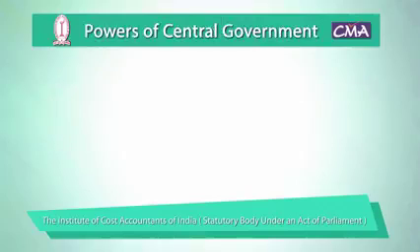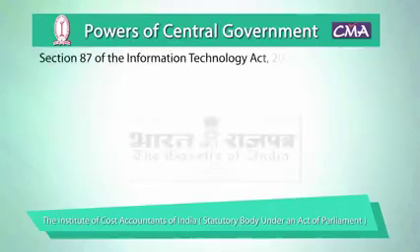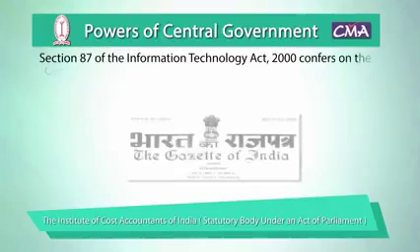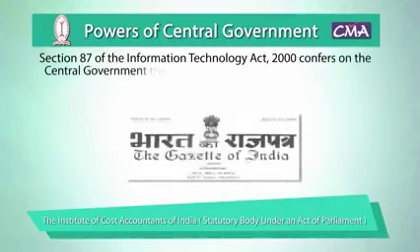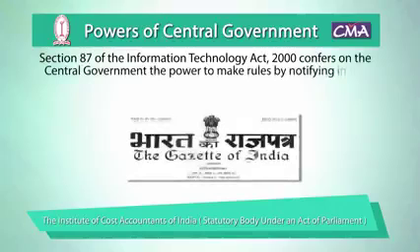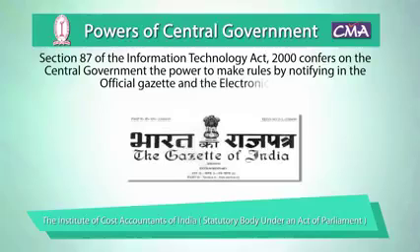Now, the powers of the central government. Section 87 of the Information Technology Act 2000 confers on the central government the powers to make rules by notifying in the official gazette and the electronic gazette. So, the central government can make the rules only after notifying it in the official gazette and the electronic gazette.